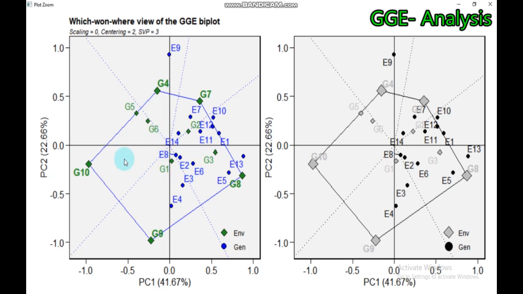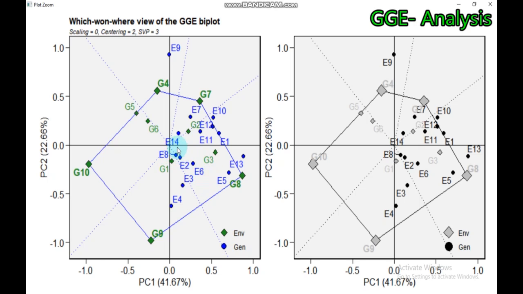polygon. So the vertex genotype has the longest vector in the respective direction, which is a measure of the responsiveness to the environment. So the vertex genotypes are therefore among the most responsive genotypes, but all the other genotypes are less responsive in their respective direction.